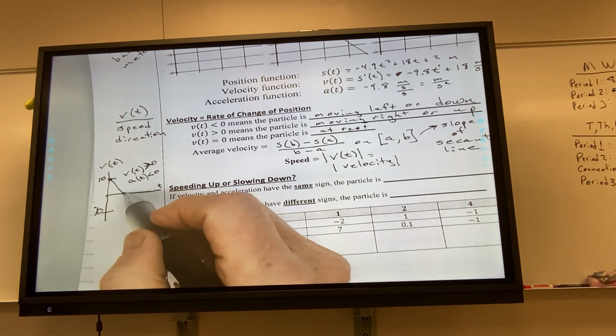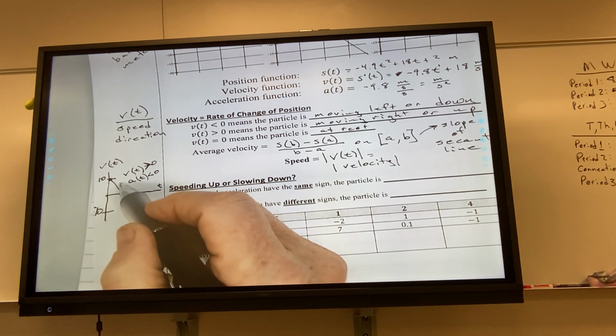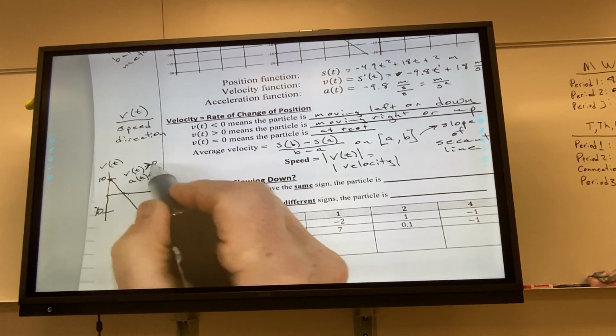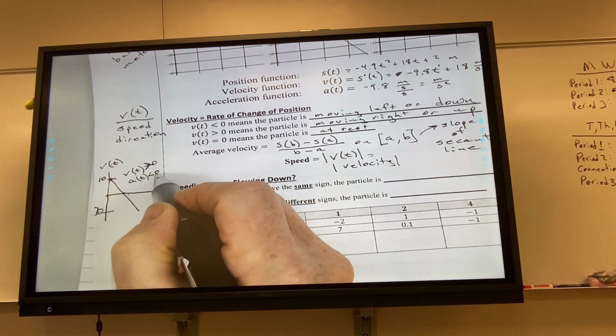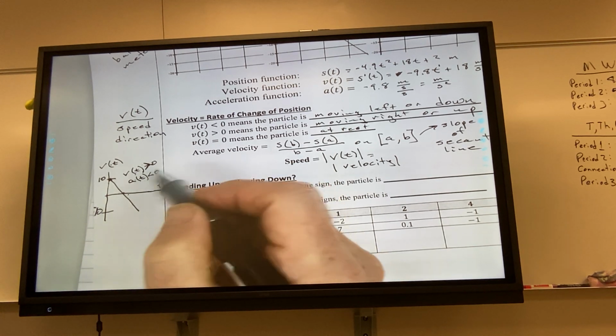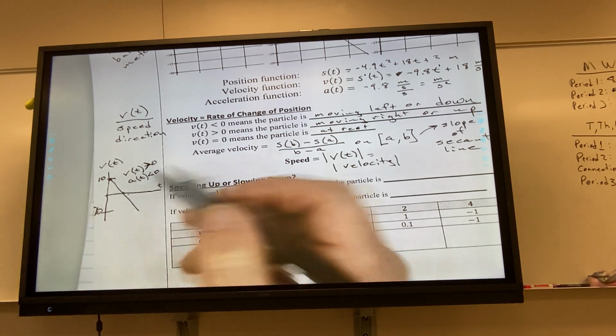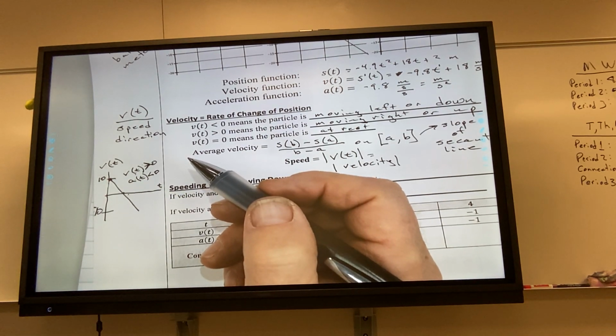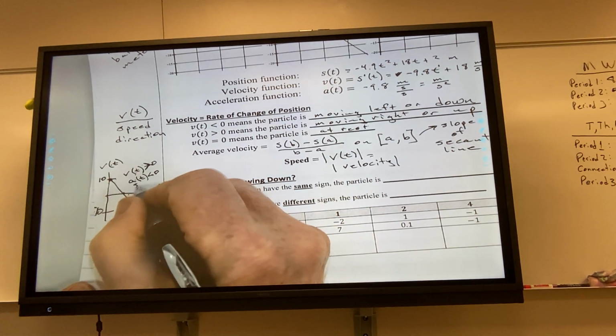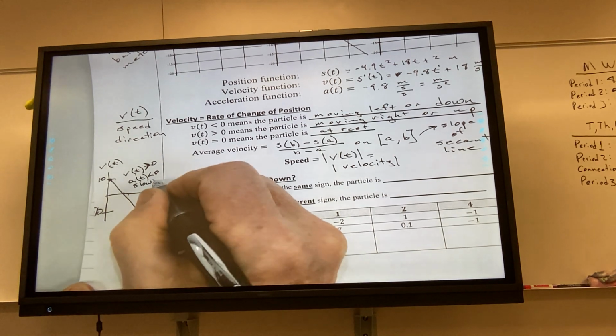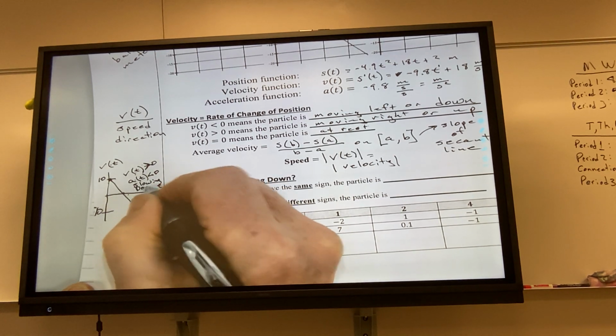So this particle, in this interval where the velocity was positive and the acceleration was negative, was it speeding up or slowing down? Slowing down. Would everybody agree? It went from 10 to 0. You can't be any more than slowing down, right? So in here it's slowing down.